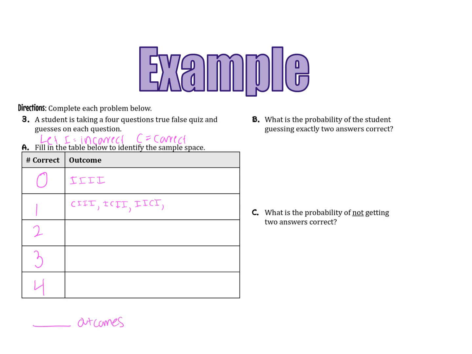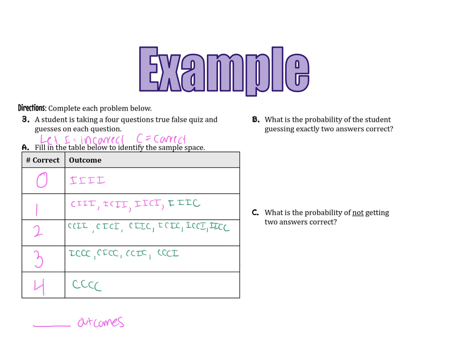You're going to use those total number of outcomes to figure out the probability of getting exactly 2 answers correct, and then the probability of not getting 2 answers correct, so getting anything besides 2 answers correct. So go ahead and pause the video, finish filling out the outcome sample space, and then see how far you can get on B and C, and do your best to be consistent with the way we have been writing our statements and notation out.